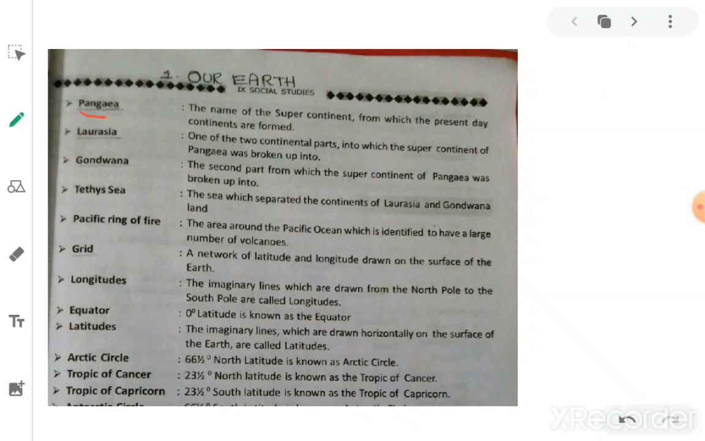First one is Pangaea. Pangaea is the name of one supercontinent from which the present day continents were formed. Presently we have 7 continents. These 7 continents originated from one supercontinent, that is Pangaea.